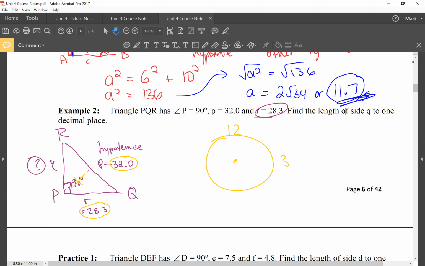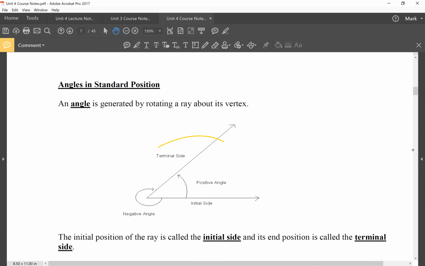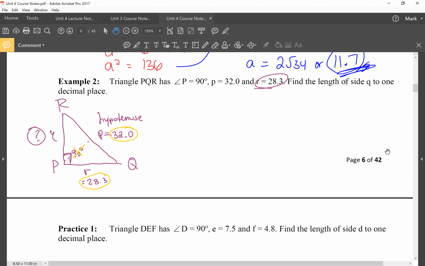All right, anyways, we'll talk more about angles tomorrow because, guys, after this, we're going to start talking about angles. So if you kind of don't know what an angle is, don't worry. Again, like I mentioned, we'll talk about that tomorrow.